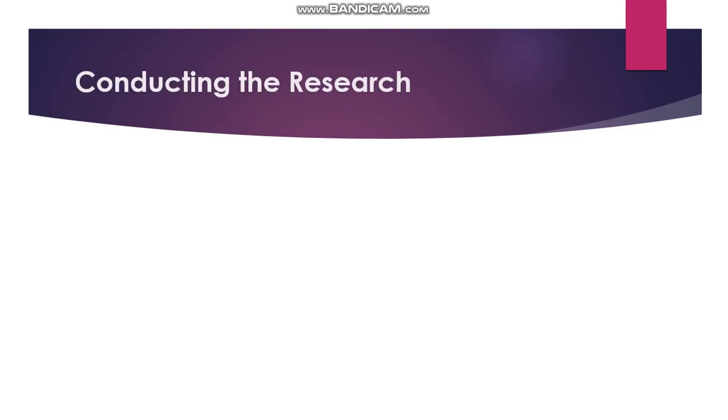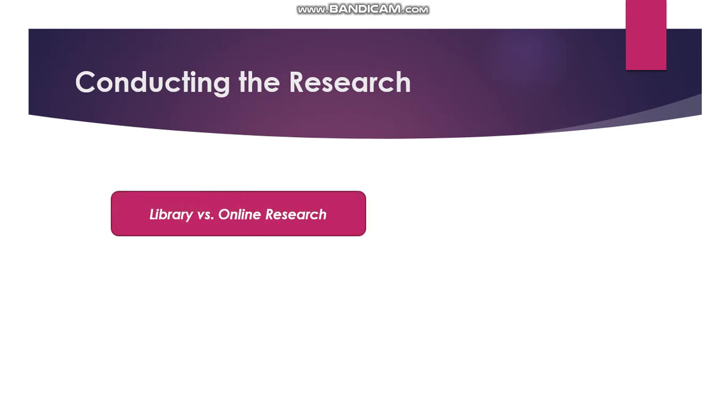The third section is conducting the research. Conducting research, we have 2 steps. First step is library versus online search. Decide where to conduct your research. Libraries offer a wealth of resources, while online databases provide convenience. Sometimes a combination of both is ideal.